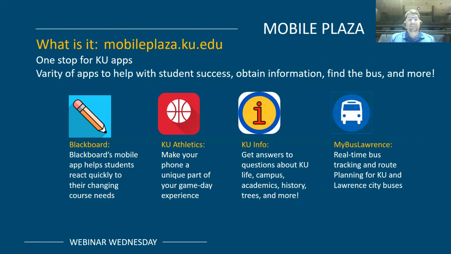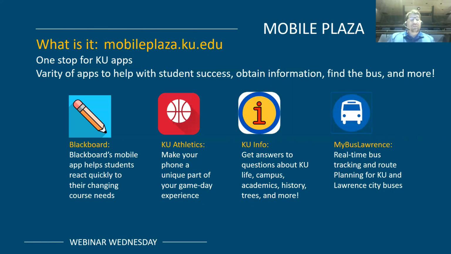KU Athletics is your one-stop for all of KU athletics, ranging from KU football all the way to women's soccer. KU Info is a really good application where you have a wide list of questions that you can ask, and then it will give you the answers. Questions could be everything ranging from where is Snow Hall all the way to how many blades of grass are on KU's campus.